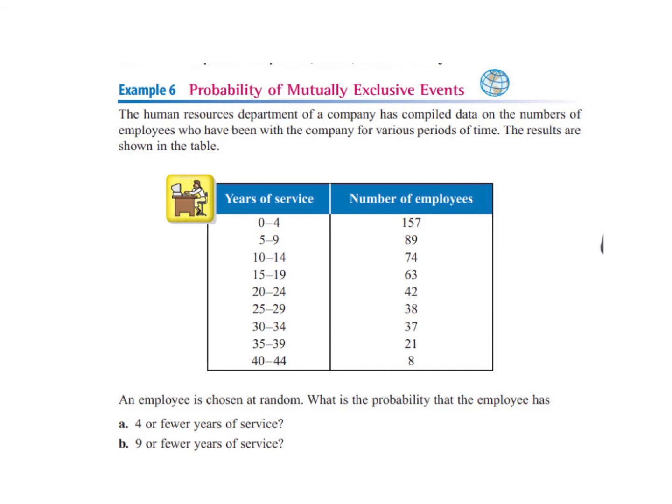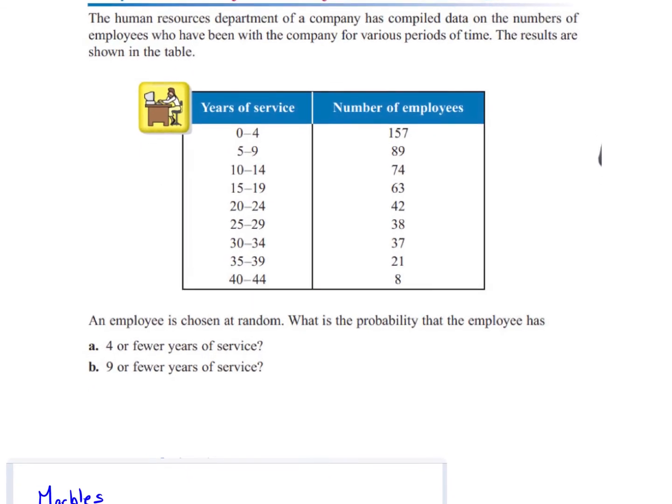The Human Resources Department of a company has compiled data on the numbers of employees who have been with the company for various periods of time. The results are shown in the table. An employee is chosen at random. What is the probability that the employee has 4 or fewer years of service? So remember, when finding probability, it is what we want over the total.